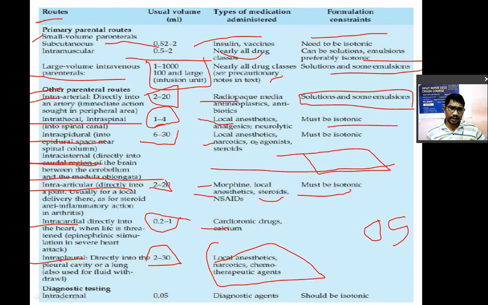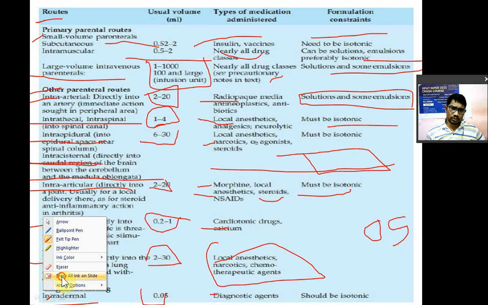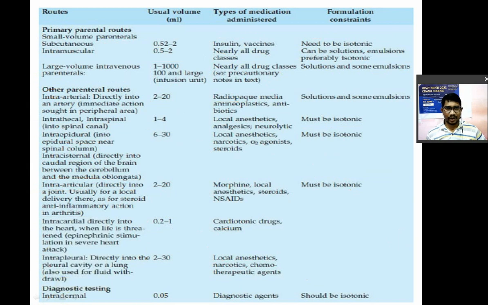Then next होता है diagnostic testing के लिए intradermal. So not more than 0.05 ml. Diagnostic purpose, should be isotonic. So these are the different routes through which a parenteral product can be given, and volume of injection is very important. Volume of injection is important. This chart is also given in Lachman, Industrial Pharmacy by Leon Lachman.